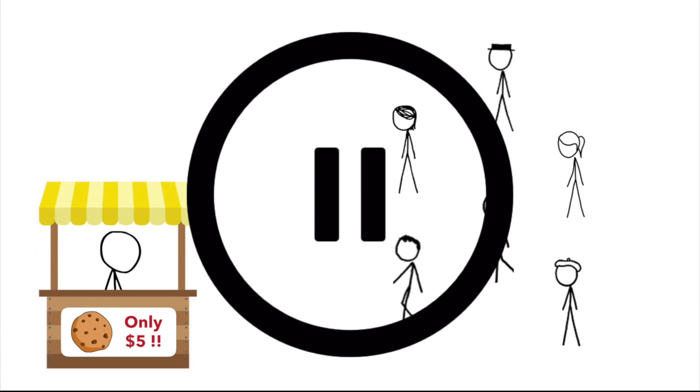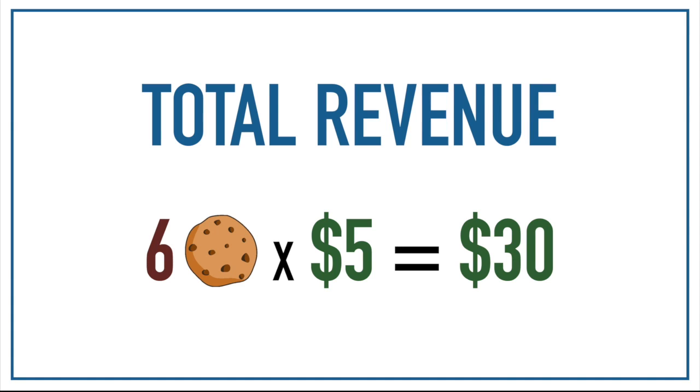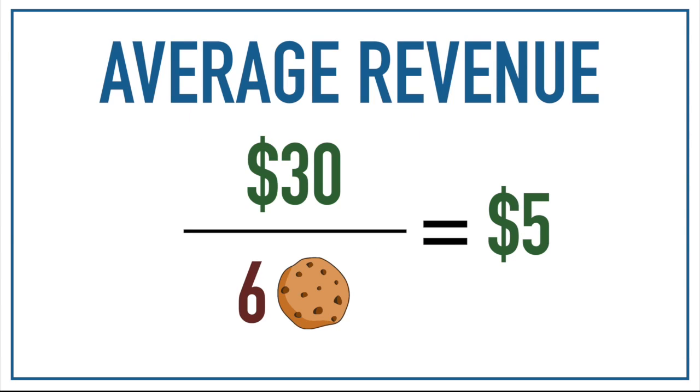Let's pause for a moment and look at the situation in more detail. Tim sold 6 cookies at the price of $5 each. Therefore, the total revenue that he gained was $30. We can arrange this equation to see that by dividing total revenue by quantity sold, we get the average revenue per unit sold to be $5, which is the same as the price.